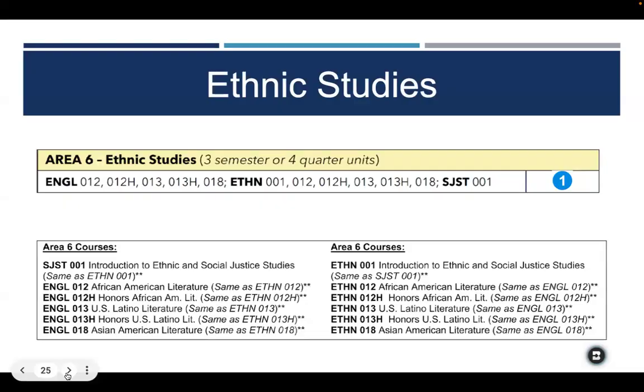Area 6 is ethnic studies. You'll see a variety of options here, and you just need 1 class. So you'd pick one from here.